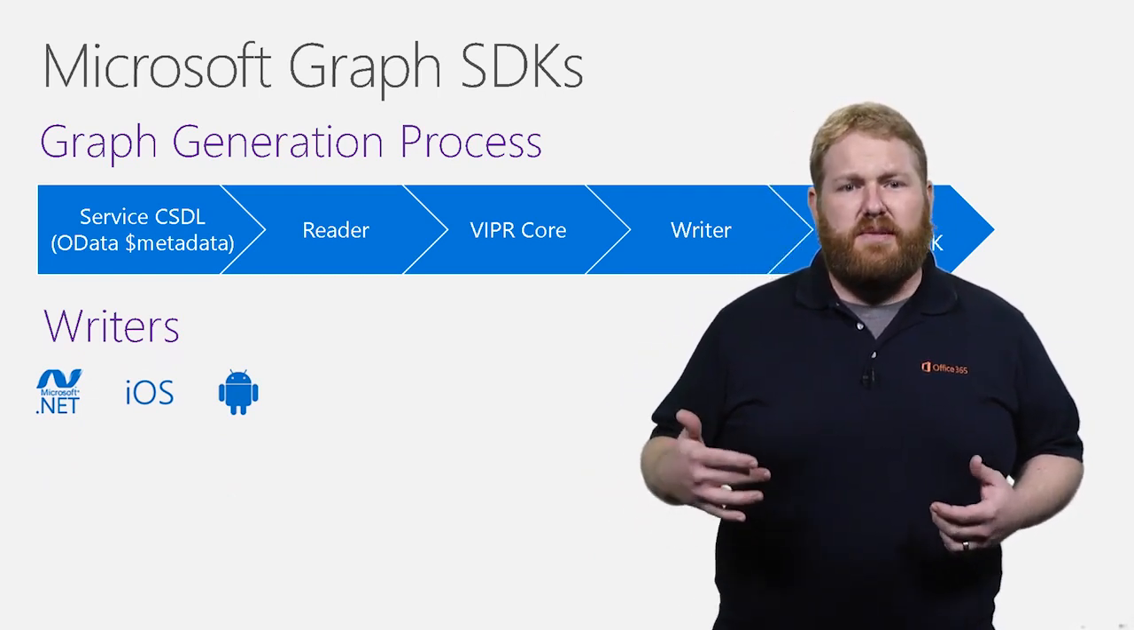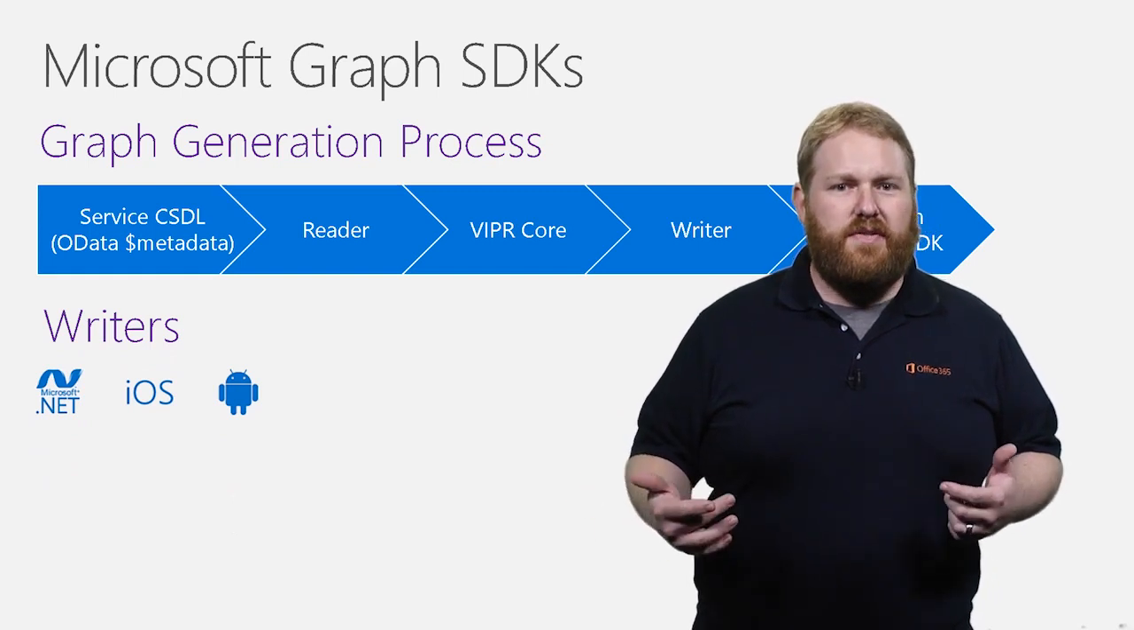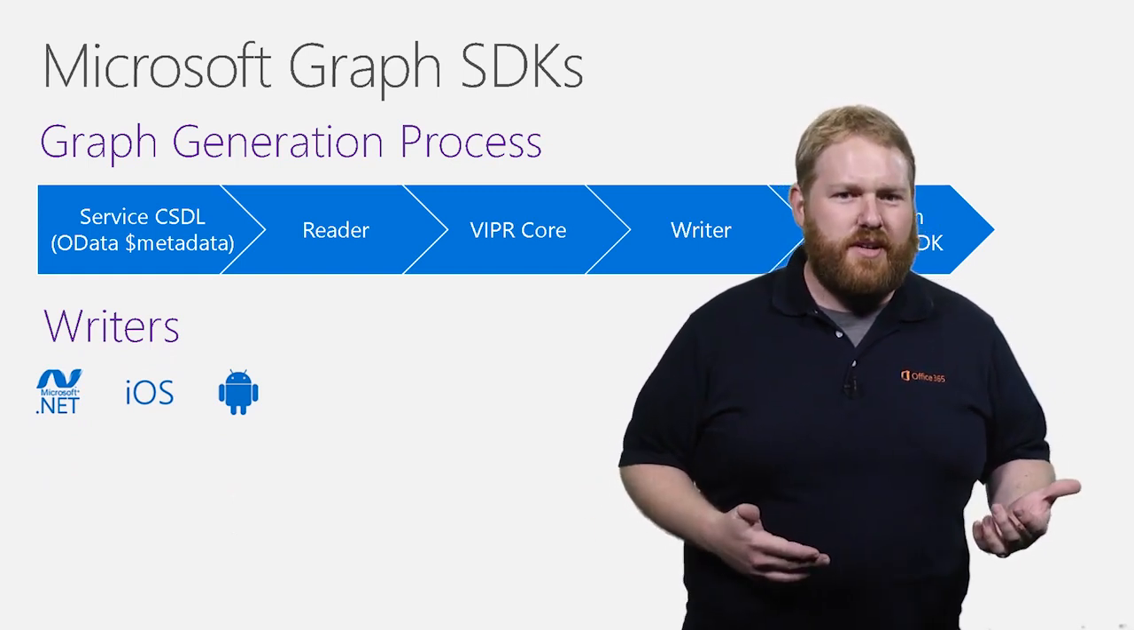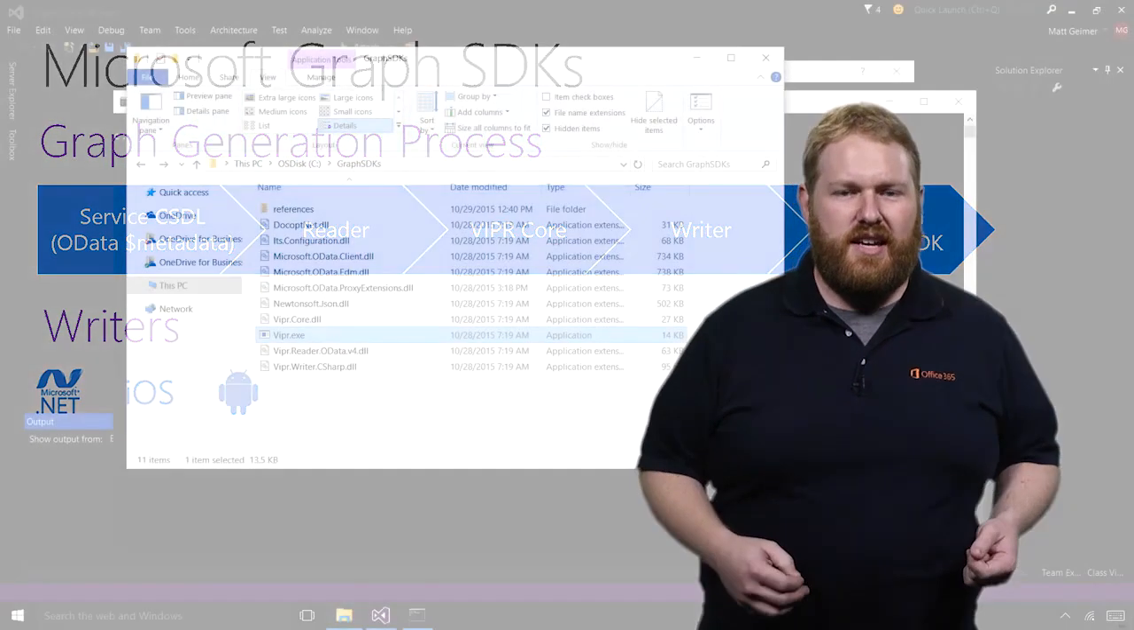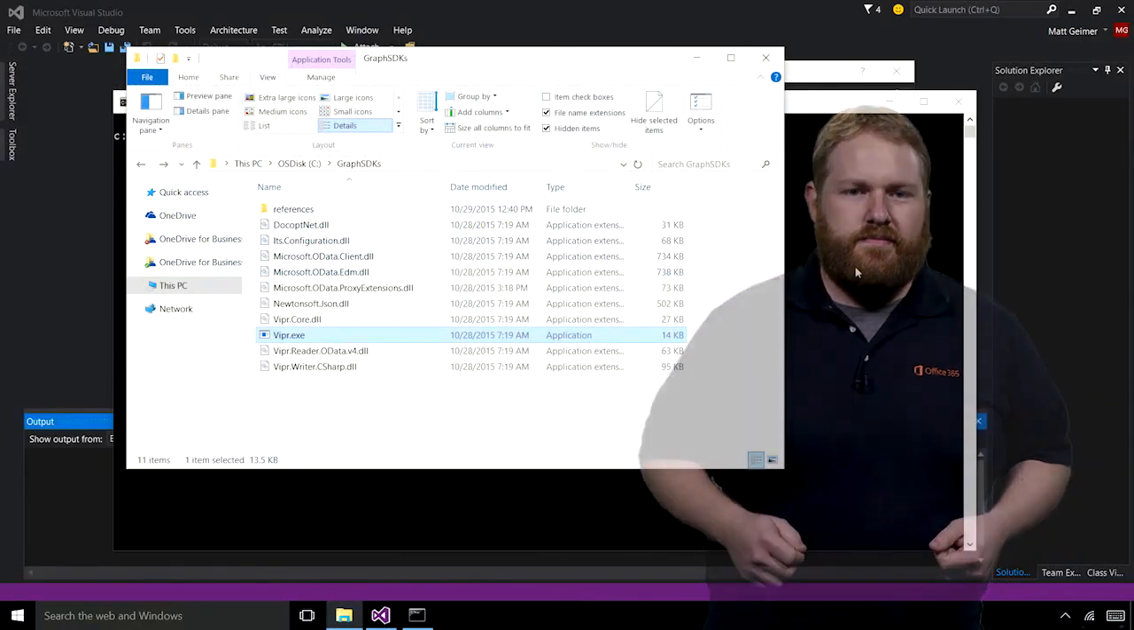The Microsoft Graph has a beta endpoint that updates frequently enough that we aren't able to provide an SDK for it. This makes it a great endpoint to show how Viper works to generate SDKs. Let's go to the demo.